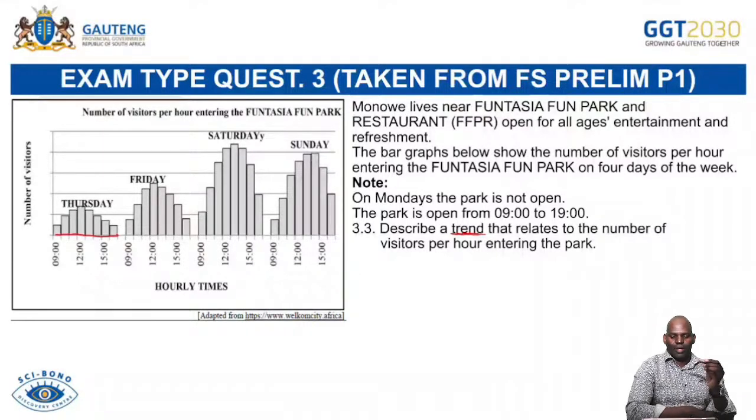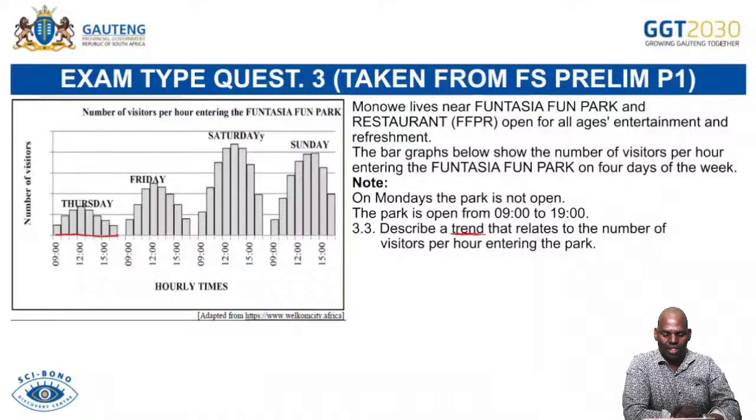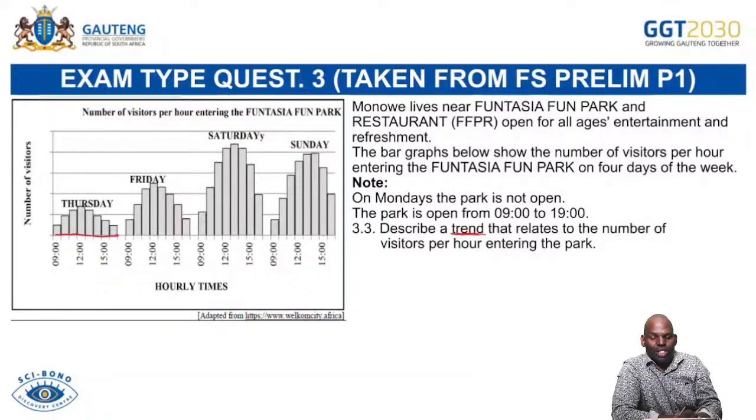So when you describe the trend in terms of the hours, you can say that during the week, which is Thursday and Friday, the number is increasing from 9 until 12, and after 12 is decreasing. But on weekends, which is Saturday and Sunday, it is different. It's actually increasing from 9 o'clock until 1 o'clock. So if you describe, you will say the number.